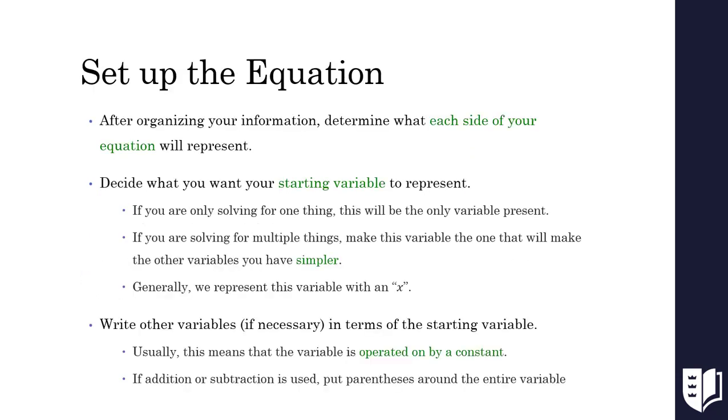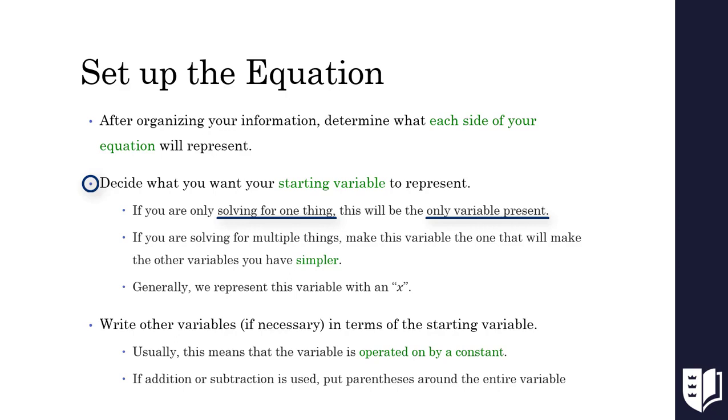Now that we have our information, we need to set up an equation. To start, we need to divide the information we just wrote down into 2 categories based on which side of the equation each piece will go on. Each side of the equation needs to represent a quantity with the same value as the other side. Once we decide what side each piece of information goes on, we need to decide what our starting variable will be. If we are only solving for one thing, we will only have one variable.